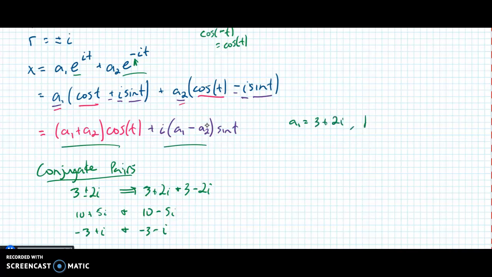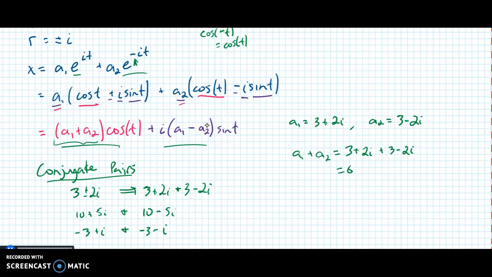So let's take a1 equal to, and it's with this equation right here, 3 plus 2i, and a2 equal to 3 minus 2i. Watch, when I do a1 plus a2, it's real. a1 plus a2, well, that gives me 3 plus 2i plus 3 minus 2i. The 2i's cancel, and I get 6.